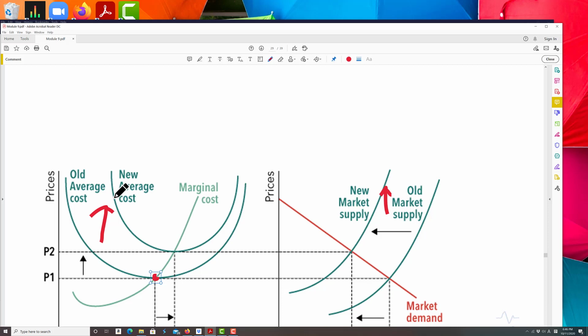Well, that's going to raise the average cost curve upward, so the new long-run equilibrium price is P2, and as a result, as the input prices rise, the market supply curve shifts upward or to the left.